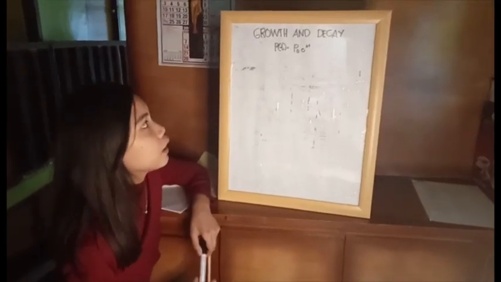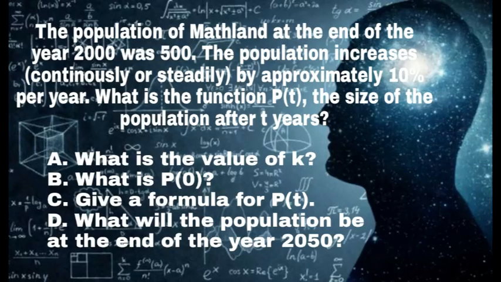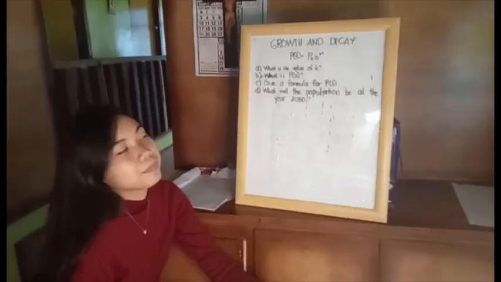So this is an example of exponential growth. The population at Matland at the end of the year 2000 was 500. The population increases continuously or steadily by approximately 10% per year. What is the function P(t), the size of the population after t years, using the exponential model above? A. What is the value of k? B. What is P0? C. Give a formula for P(t). D. What will the population be at the end of the year 2050?